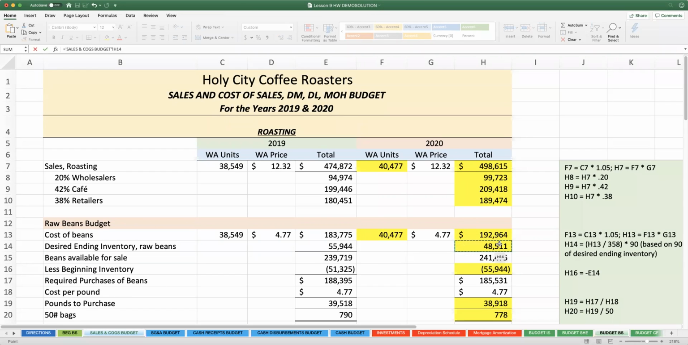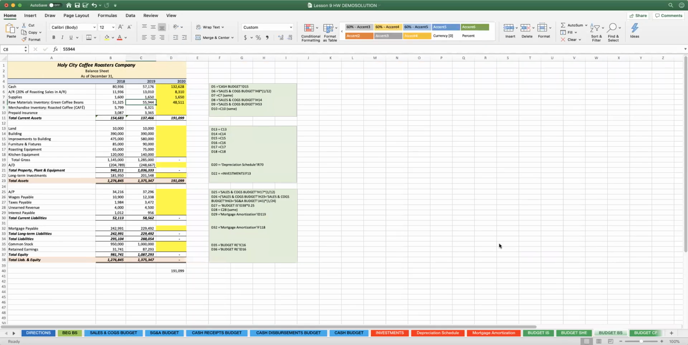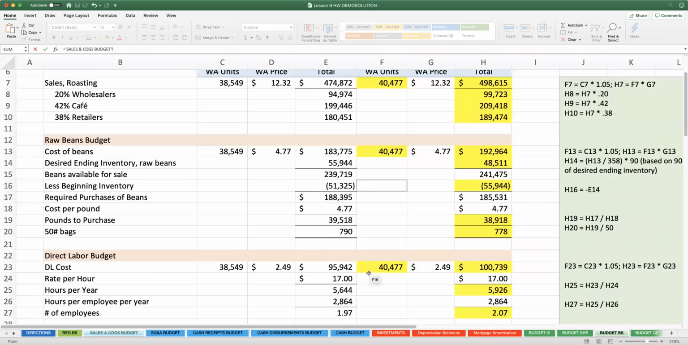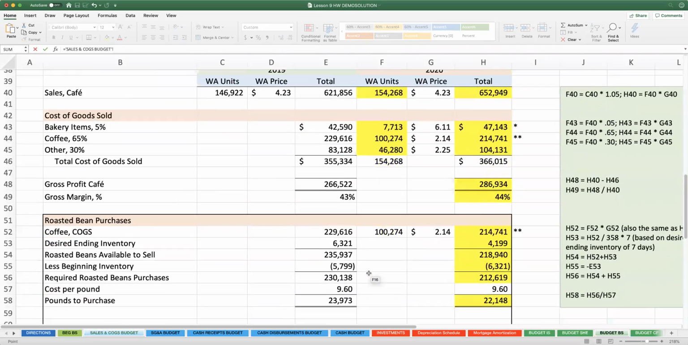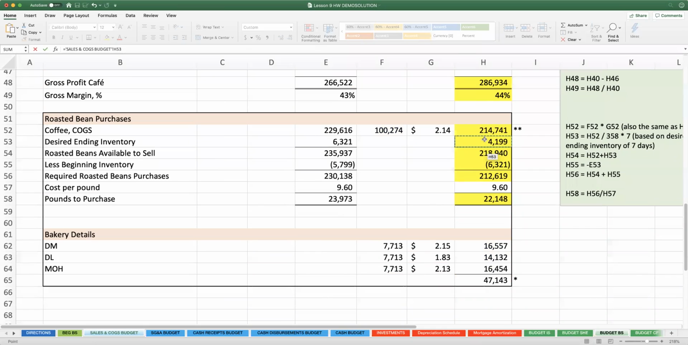So we figured that based on a 90-day supply that we'd like to have. Notice that we're getting a little bit more aggressive than we were to try to trim up the amount that we have invested in inventory. So we're trying to make some progress on that. And we're trying to make some progress on this one. So let's go get that desired ending inventory under cafe right there, right? That's the desired ending inventory that we'd like to have on hand for the cafe.